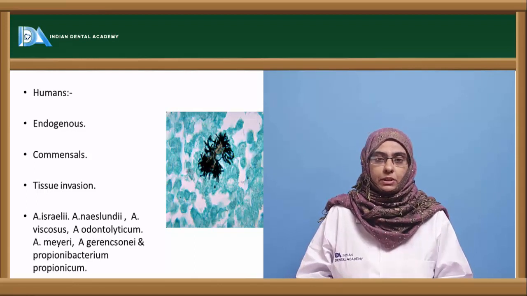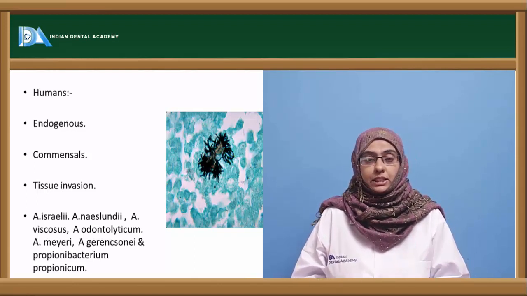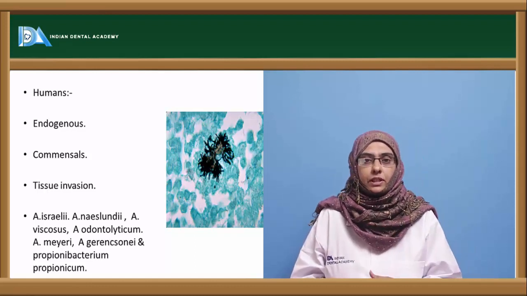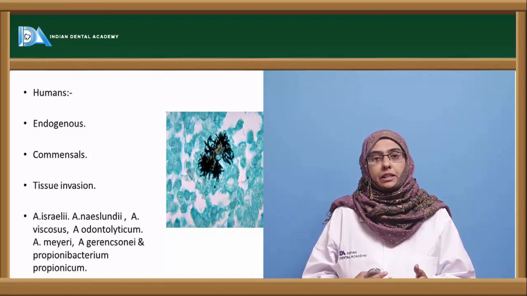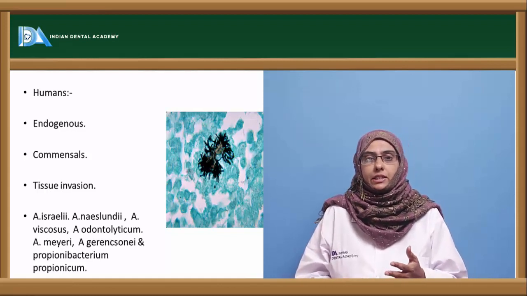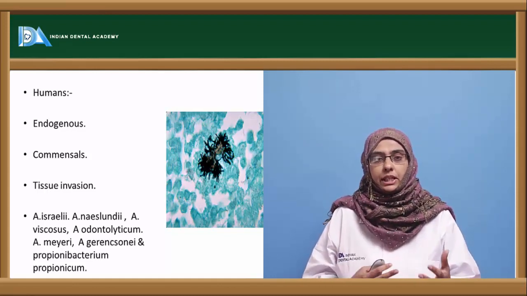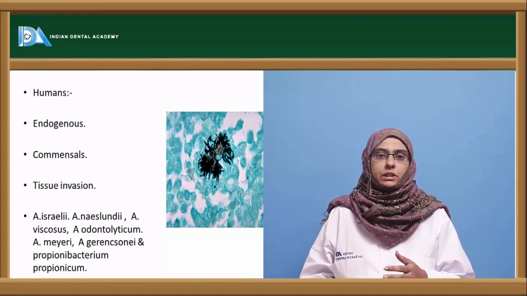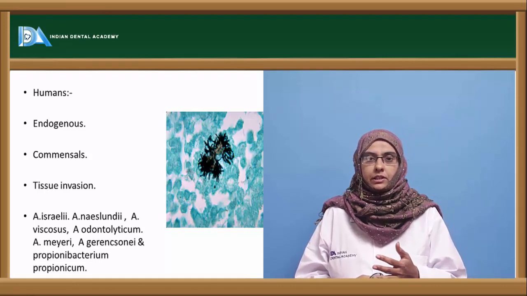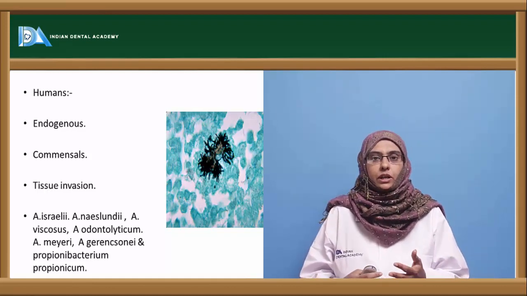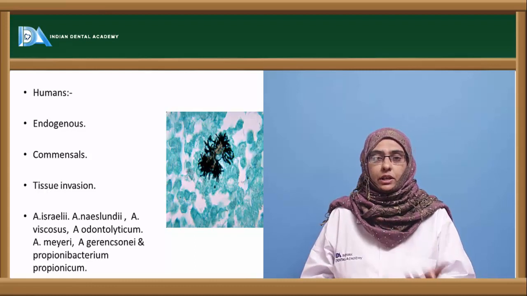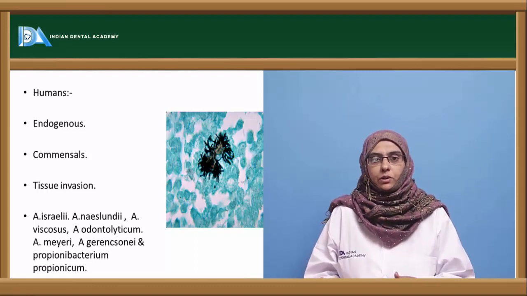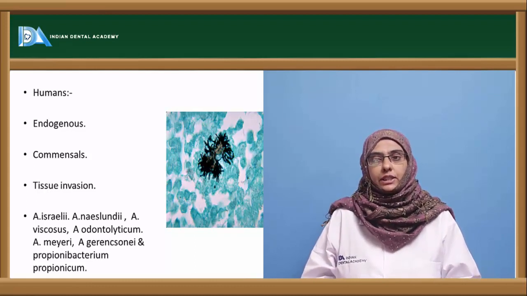It is mostly a human disease and it is endogenous in nature, because these Actinomyces are usually commensals of humans. They are present in the mouth, intestines, as well as the vagina. So any damage to these areas can lead to infection with this type of organism. That is, if there is any foreign body damage or poor oral hygiene, then this organism is able to invade that tissue and cause infection, leading to actinomycosis, and hence it is called an endogenous infection.